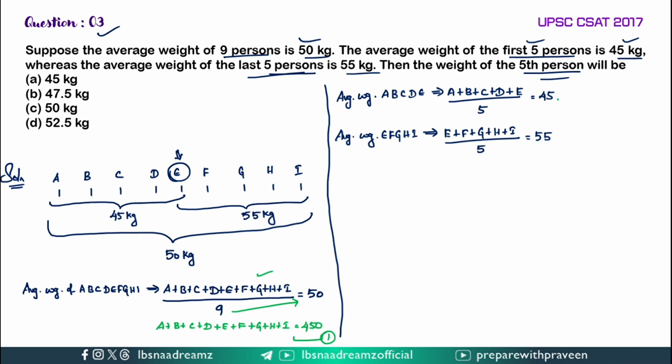Simplify this. A plus B plus C plus D plus E is equal to 45 into 5. Cross multiplying 45 into 5, 225. So let us take this as equation 2. Simplify this. E plus F plus G plus H plus I is equal to, cross multiply 55 into 5, is equal to 275.